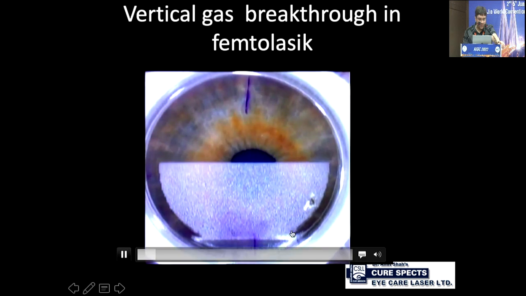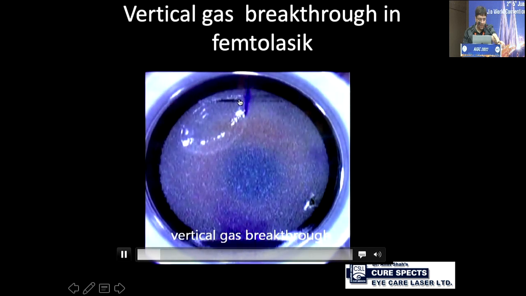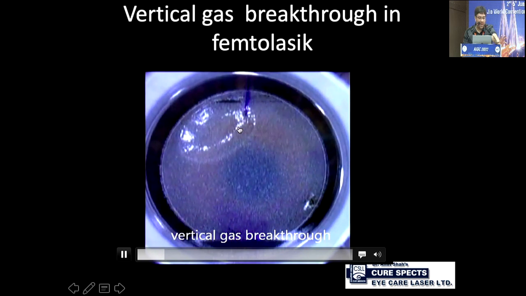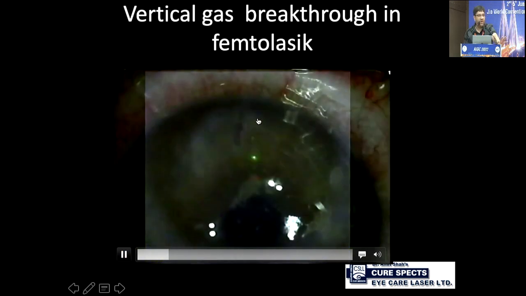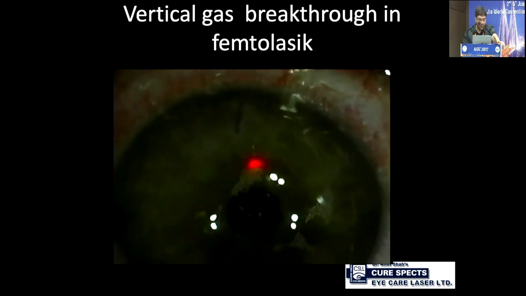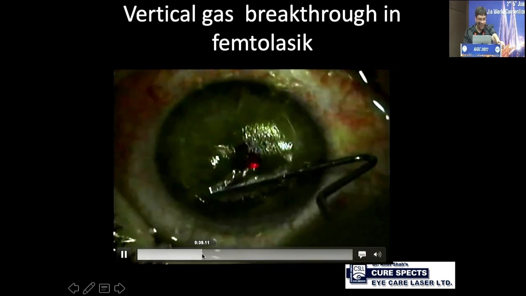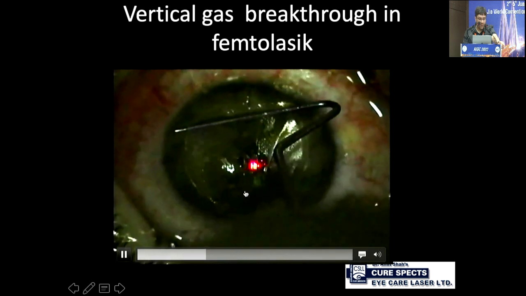Suction seems good. There is a slightly smaller area over here. It's a vertical gas breakthrough. And just see over here, when the treatment is about to get finished, I have a vertical gas breakthrough. So now what do you do in this situation? As it is quite away from the pupillary area, I thought, okay, let me go through it and try to dissect it. So we went through it. I knew that the dissection in that part would be difficult. As you can see here, I'm getting the difficulty in that part only.